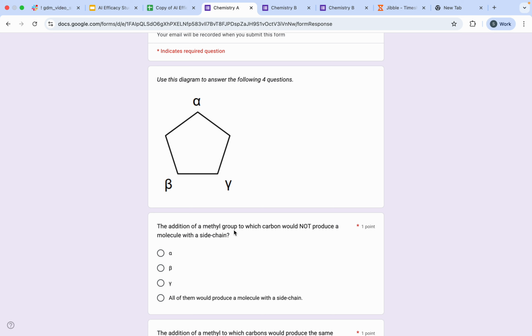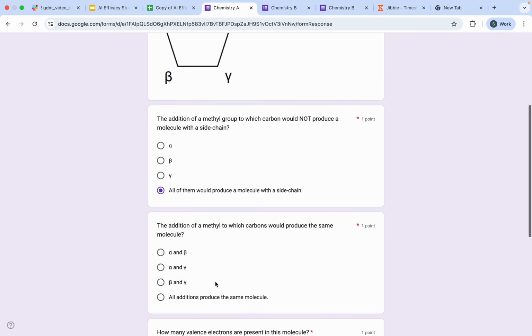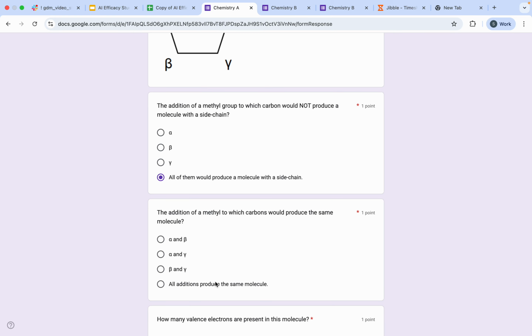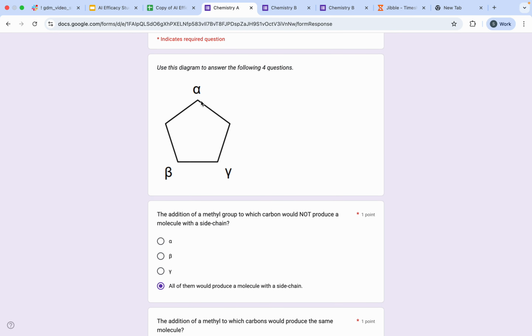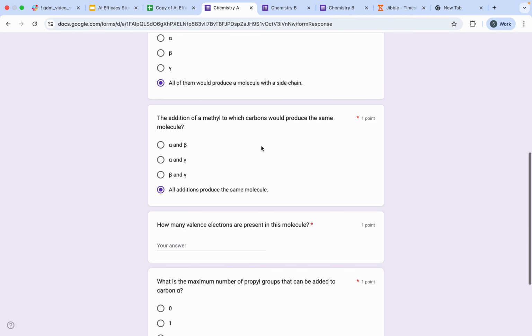The addition of a methyl group to which carbon would not produce a molecule with a side chain? Alpha, beta, gamma. I think all of them. The addition of a methyl to the above carbon produces the same molecule. Yeah, all additions produce the same molecule. How many valence electrons are present in this molecule? So let's check. 1, 2, 3, 4, 5. I think it's 5.